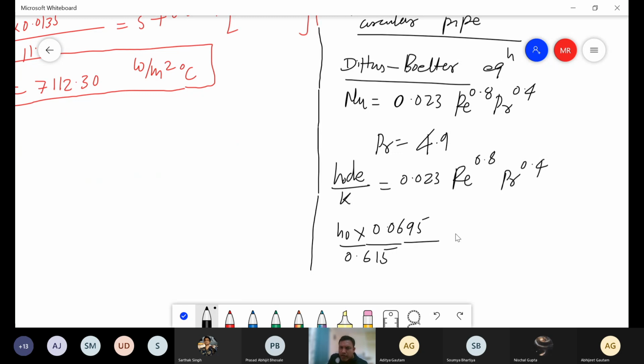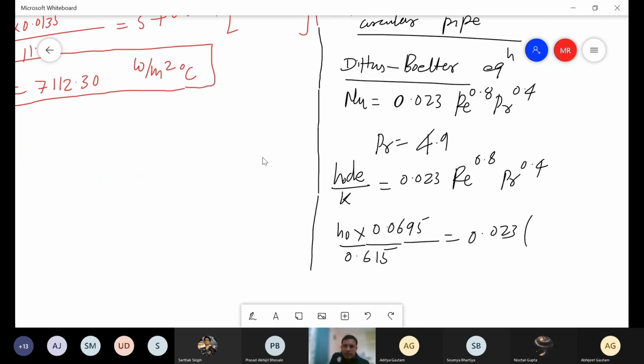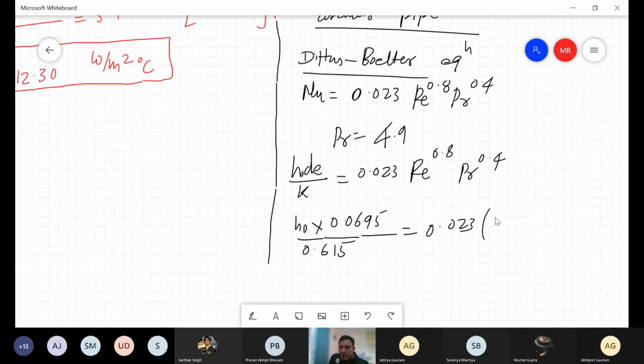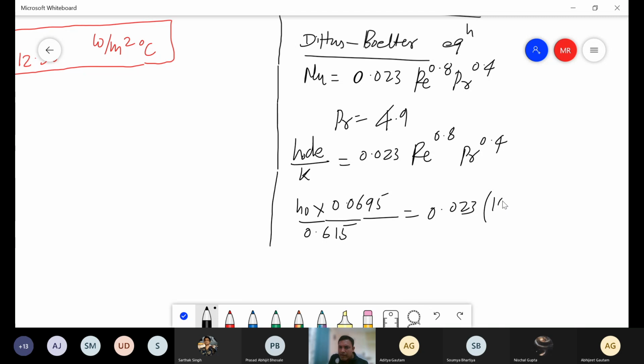0.0695 and that is 0.023. The Reynolds number value also we have calculated. So that is 19,000 something, 19136.8, and Prandtl number value is 4.9 raised to the power 0.4. Calculate the value of H0. So what is the value of H0? Anyone? 1024.